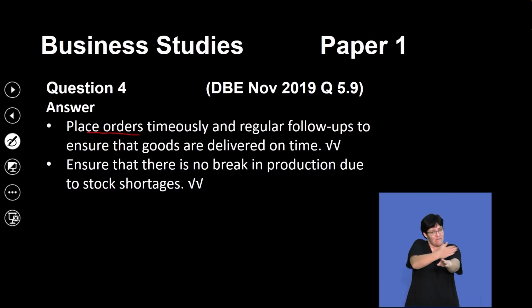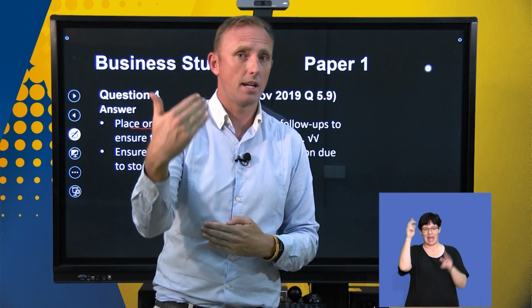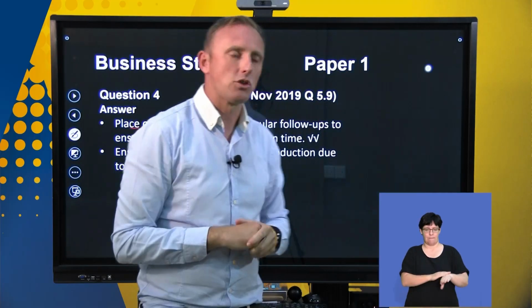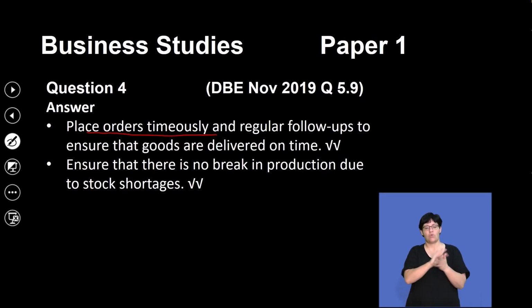We have to place orders timeously to make sure that goods are delivered on time, that we don't run out of goods. You just think of Eskom when they were running out of coal, then we had load shedding, and how negatively that impacted the country. So we've got to make sure everything is on time, ensure that there's no break in production due to stock shortages, as I just mentioned.